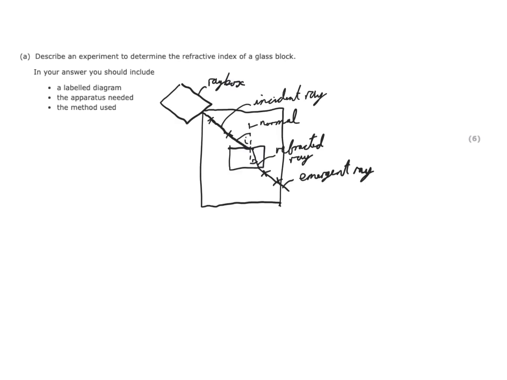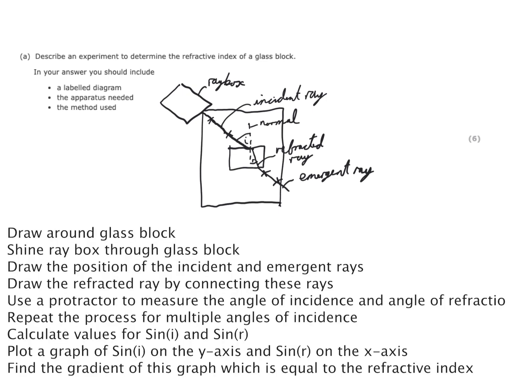Now my diagram is drawn, I can start giving my explanation, which will involve shining the ray box through the glass block and making sure that we have drawn around the glass block as well. We will then record where the incident ray has gone into the glass block and where the emergent ray has gone out of the glass block using crosses. We can then join those to the glass block, and we can draw our normal on, and we can then connect the emergent ray and the incident ray using a straight line from each side of the glass block.